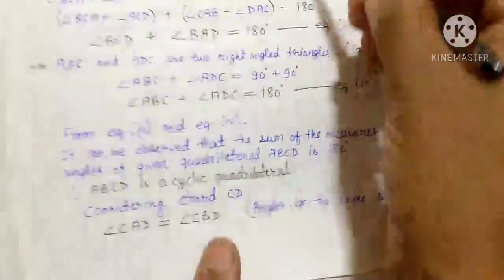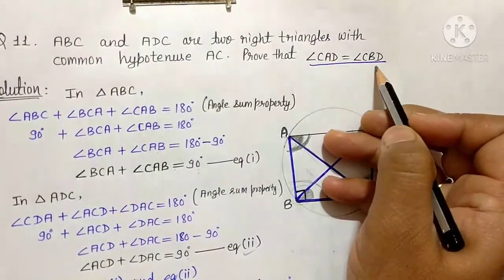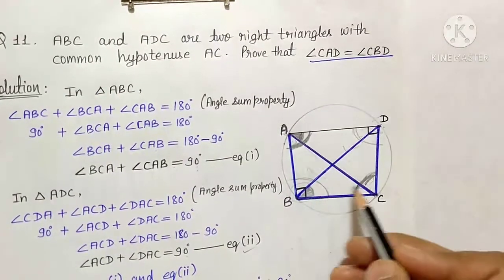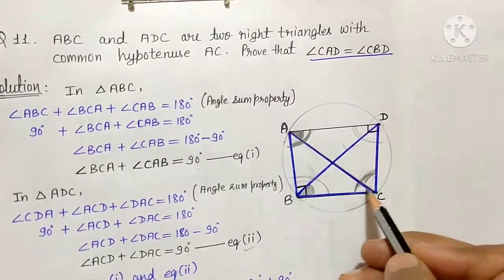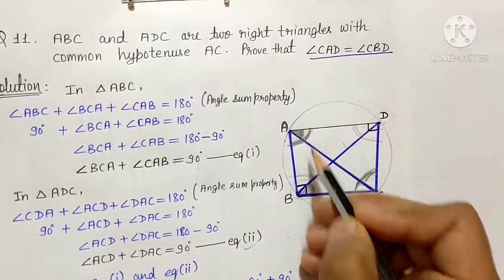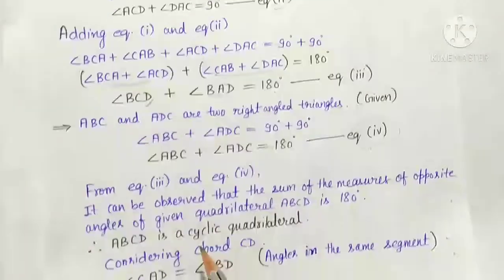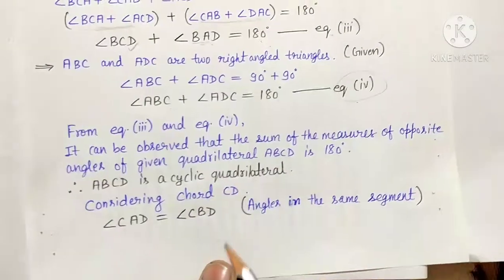But here we don't need to prove that it is a cyclic quadrilateral. We have to prove that angle CAD is equal to angle CBD. CAD equals CBD, this equal to this. So what we are doing, just check, considering chord CD.